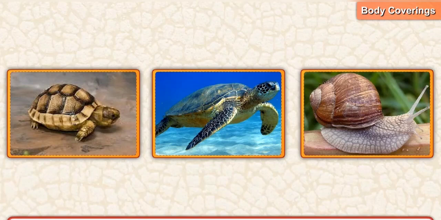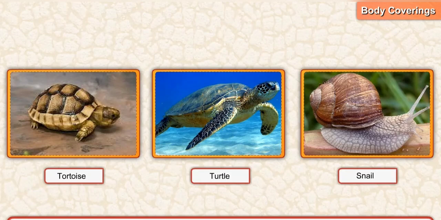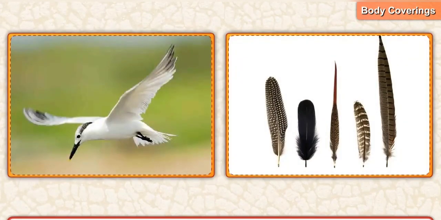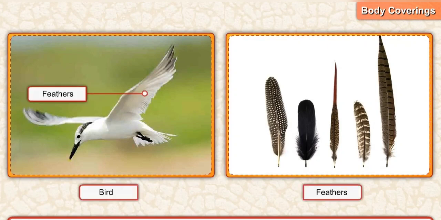Shell. Animals like tortoise, turtle, and snail have a hard outer covering called shell. It protects the soft body of the animal. When these animals sense danger, they draw their head and feet into the shell. Feathers. Bodies of birds are covered with feathers. Feathers keep them warm and help them to fly.